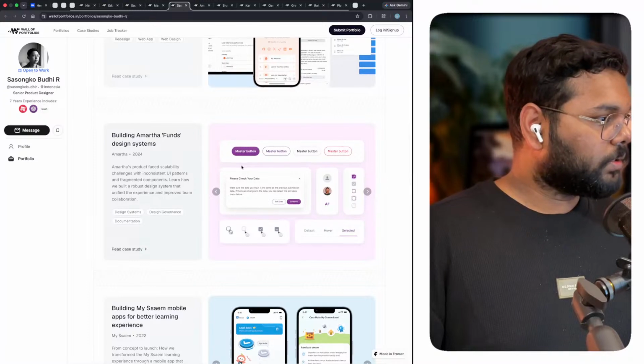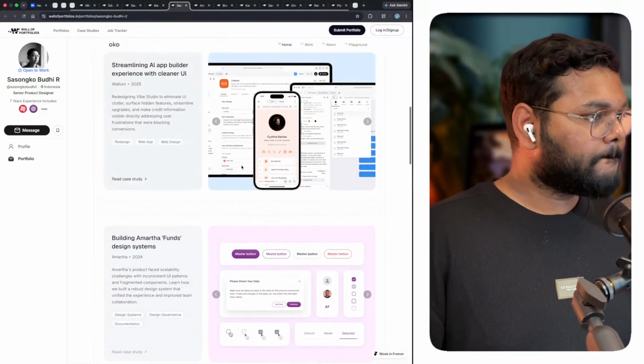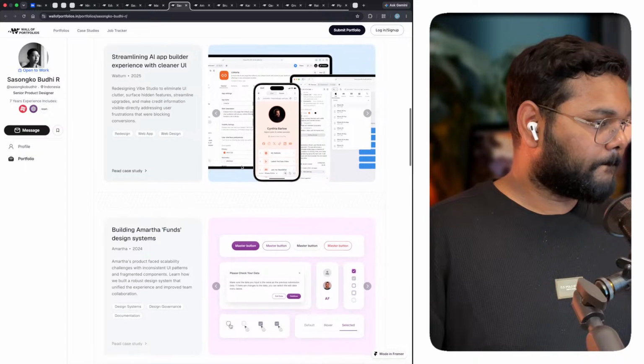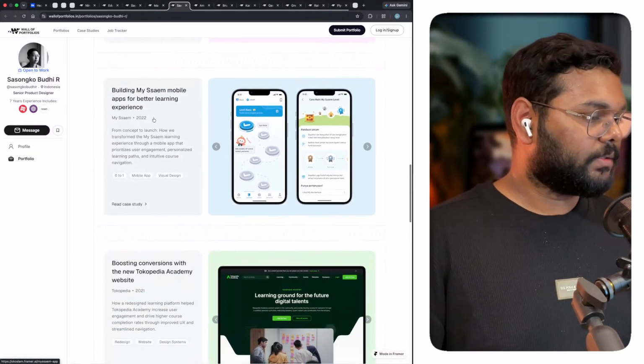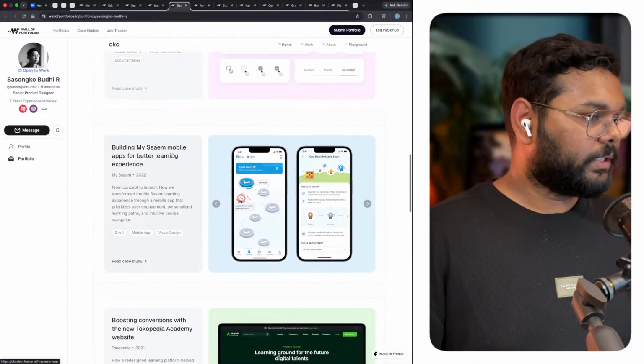What should we open? Design system. Again, I don't want to go into detail of design system.